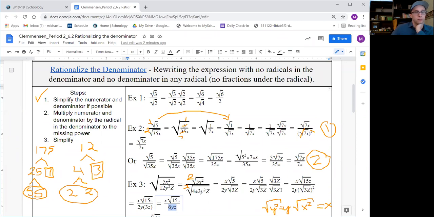Because when we multiply them, we get that squared. The square and the square root cancel out. So we're much easier off that way. Does that make sense? Or do you want me to explain it some more?